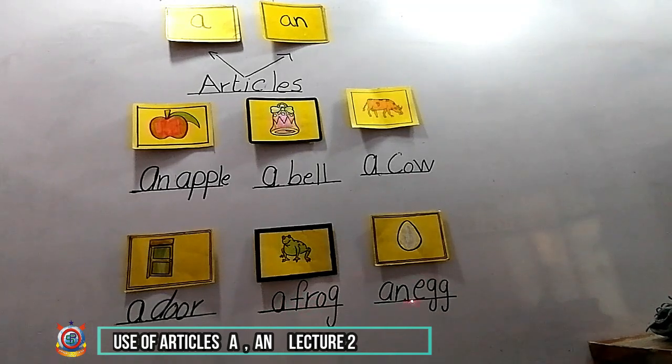A frog. Here is the first letter vowel with the egg. E-double-G, egg. And the first letter is vowel. So we use an with it. An egg. Come on, read with me. An apple, a bell, a cow, a door, a frog, an egg. Very good. Now you know about the articles, how we use articles and in which words we use articles. Very good.